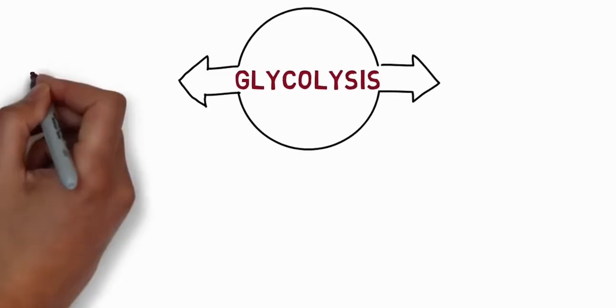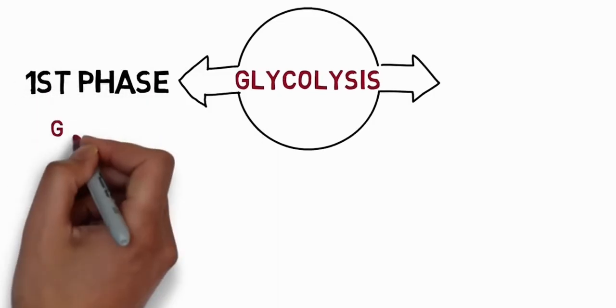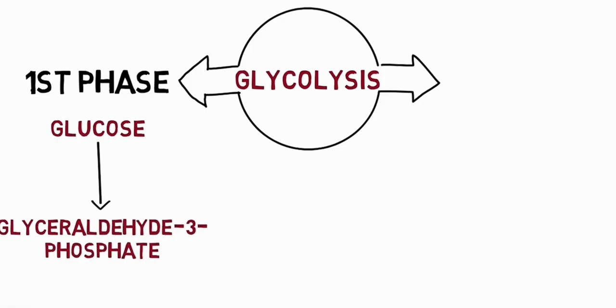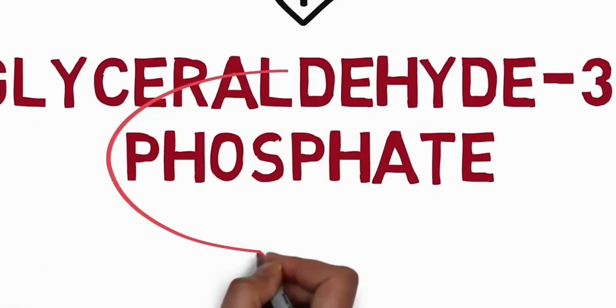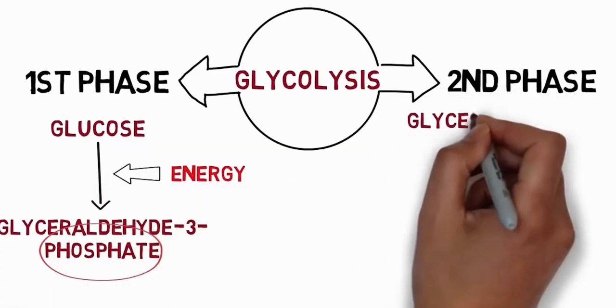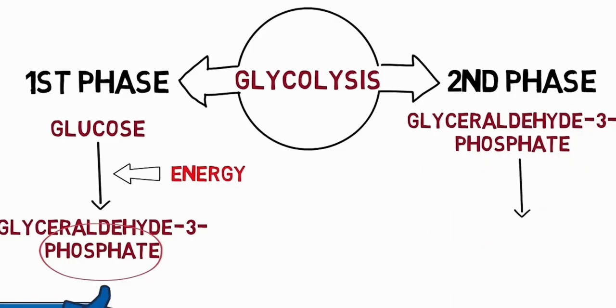The process of glycolysis takes place in two phases. In the first phase, the glucose is converted into two molecules of glyceraldehyde 3-phosphate. Since the conversion involves addition of phosphate, the first phase actually uses energy instead of producing it. In the second phase, the glyceraldehyde 3-phosphate is converted into pyruvate, and in the second phase energy is actually produced.